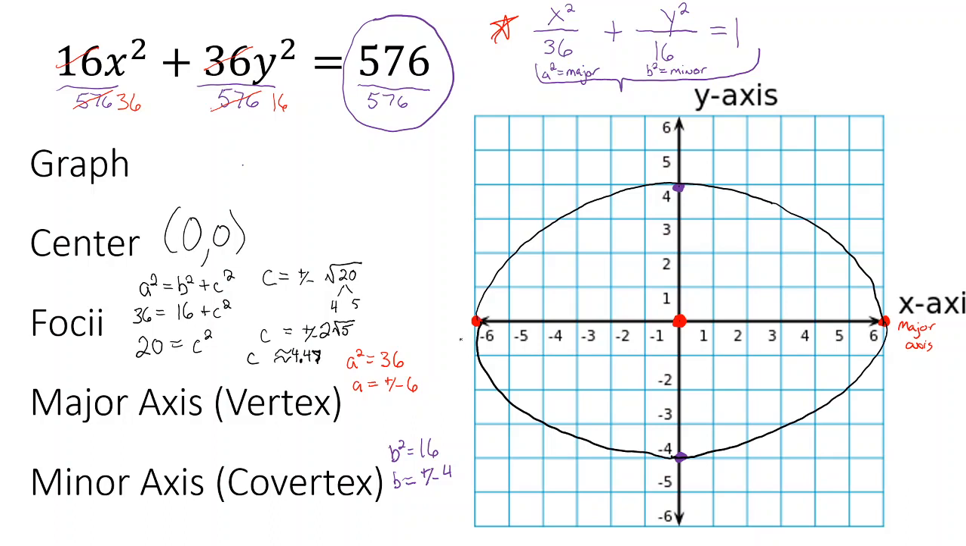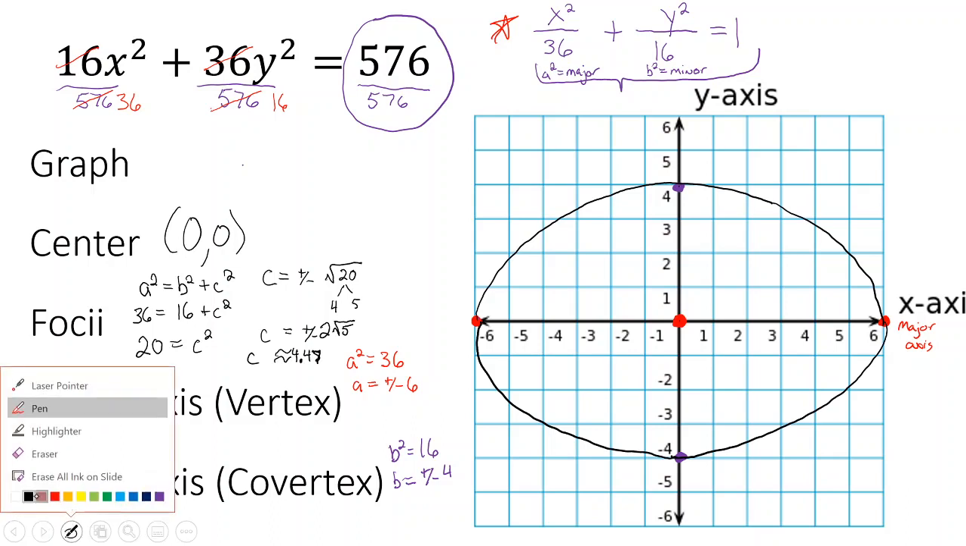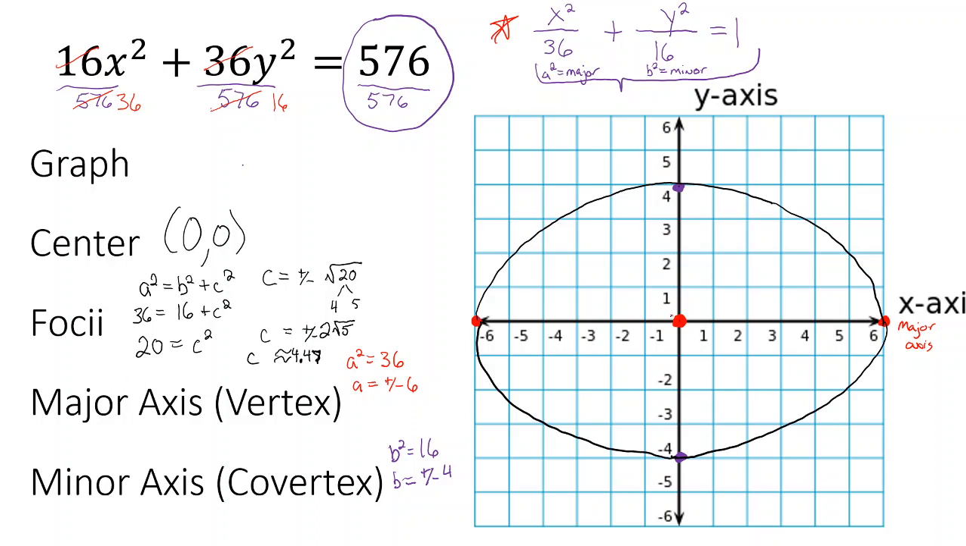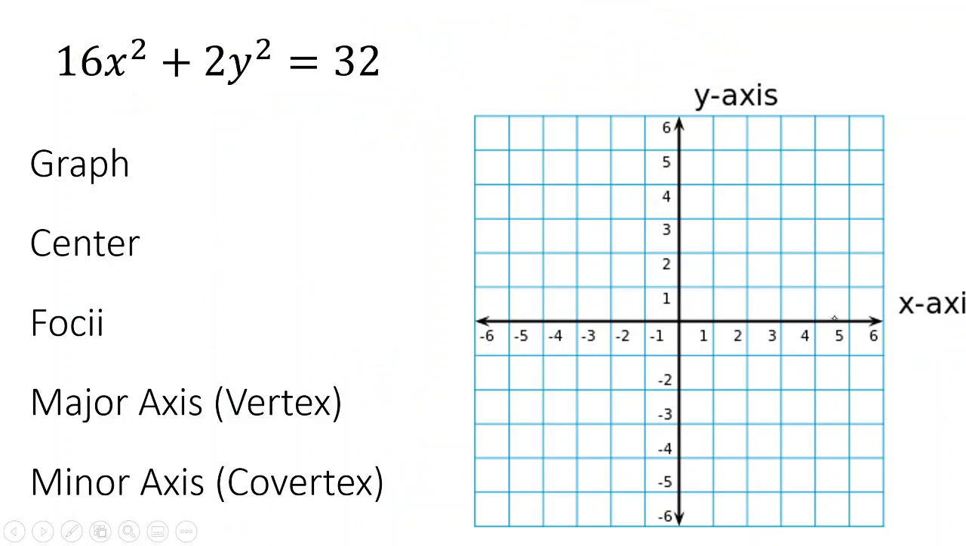So I'm going to place my foci. I go from the center. I'm going to kind of spell this out. I go 1, 2, 3, 4.5 from the center, and 4.5 the other direction.